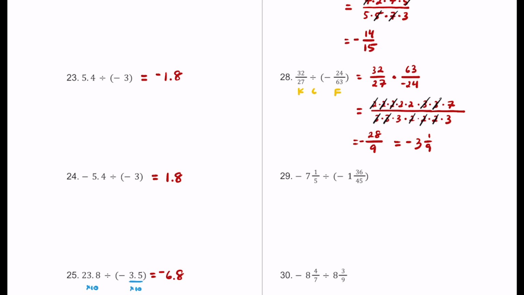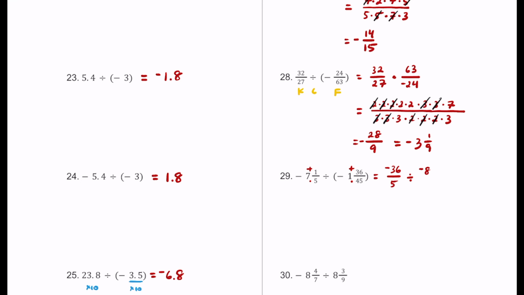Okay, so before I keep, change, and flip, I'm actually gonna go ahead and turn these mixed numbers into improper fractions. So let's go ahead and do 7 times 5, that's 35 plus 1, that's going to be 36. So let's rewrite this as a negative 36. Again, I'm just gonna give the negative to the top number here, negative 36 over 5, and let's divide that by, and let's turn this negative 1 and 36 45ths into an improper fraction as well. So 1 times 45 is gonna be 45. 45 plus the 36 is going to be, I think that's 81, right? And I'm gonna give the negative to the top.